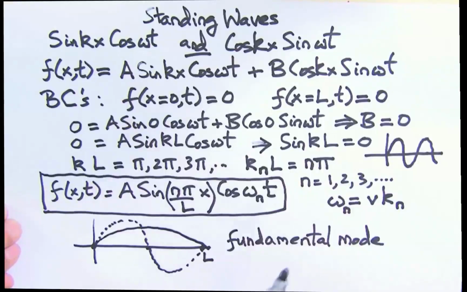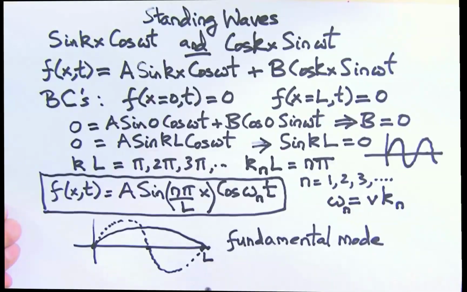Why is it called standing? Because suppose you're at one place, let's say at the middle over here. Then what you will see is that, for example, here, the displacement will always be 0 if it is the second mode. If it is the first mode, then this will be going up and down, up and down. There's no motion to the side, this way or this way. That's why this is called a standing mode.